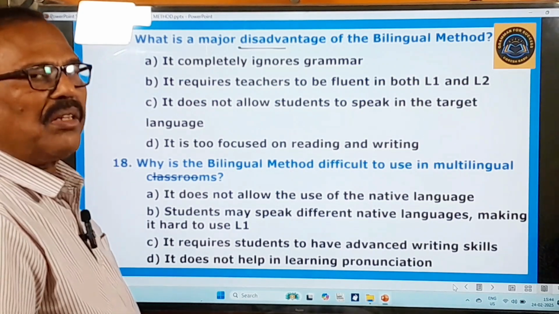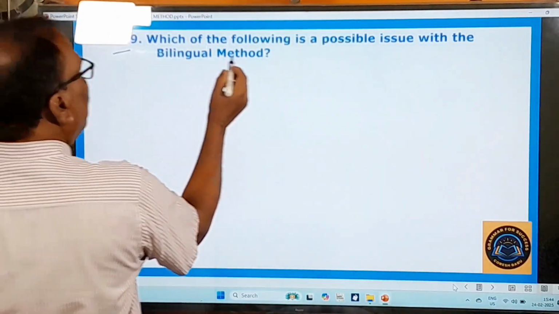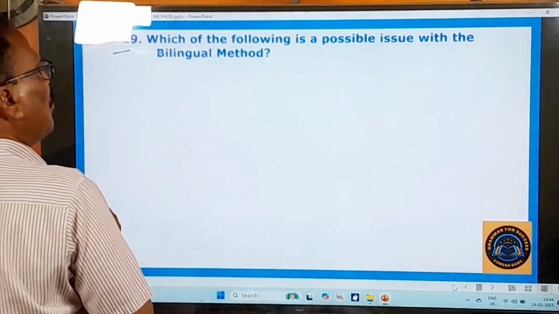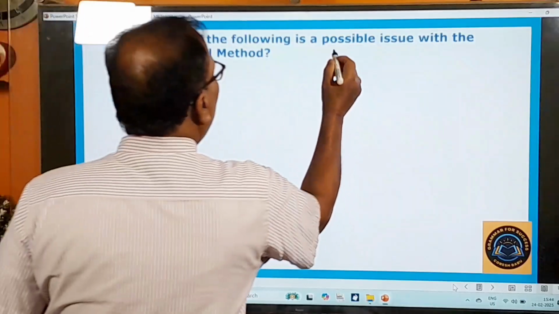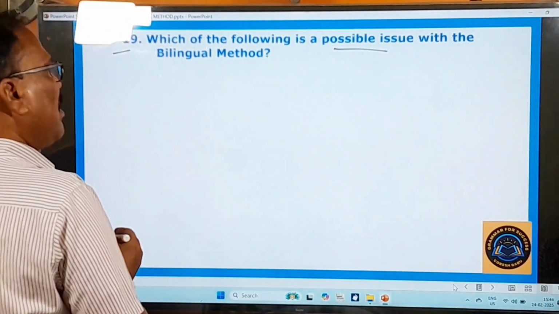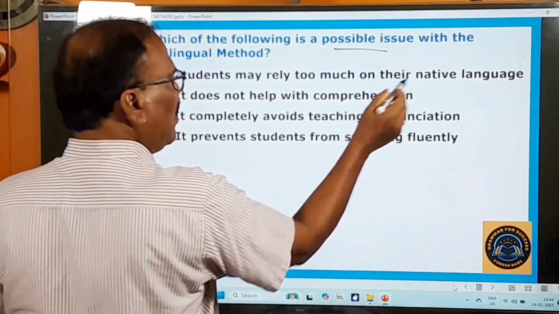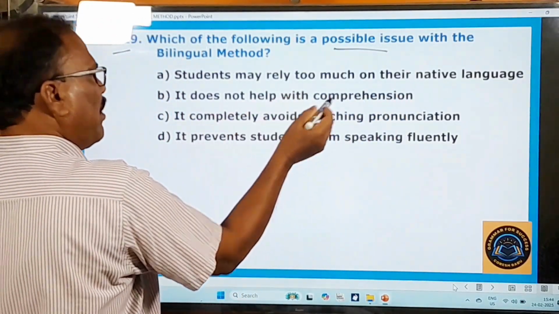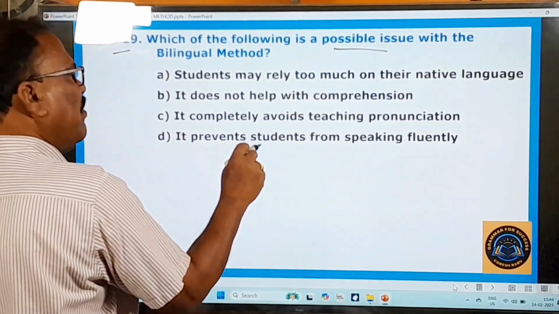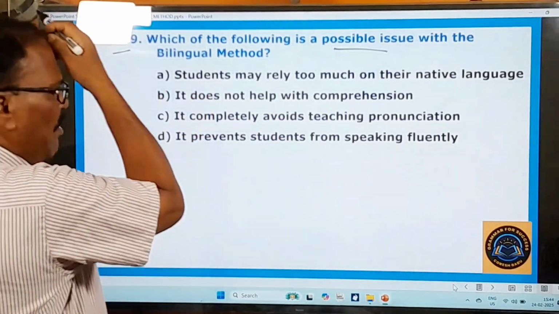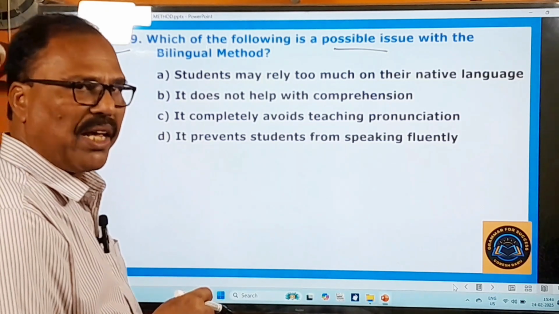Now you move on to the last set of questions, right? 19th question. Which of the following is a possible issue with the bilingual method? Which of the following is a possible issue? What is the probable issue with the bilingual method? You know very well. Students may rely too much on their native language. It does not help with comprehension. It completely avoids teaching pronunciation. It prevents students from speaking fluently. So one of them is the right one. You choose that and you move on to the last question of this small exercise.